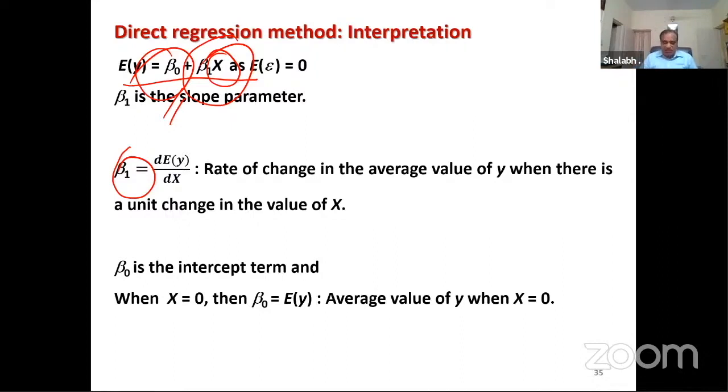And in case you don't give any fertilizer in the field, even then you are going to get some crop. So that indicates the value of y, or the average value of y, when all x's are 0. That means there is no additional fertilizer given. Right, so that will indicate the value of the intercept term beta 0.